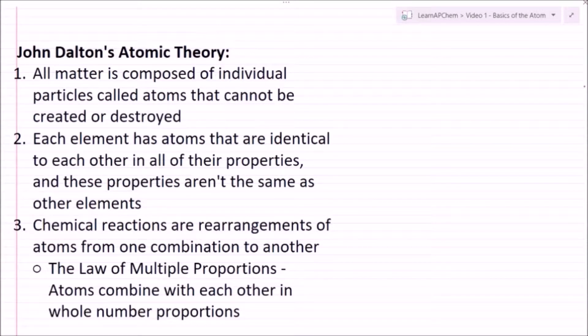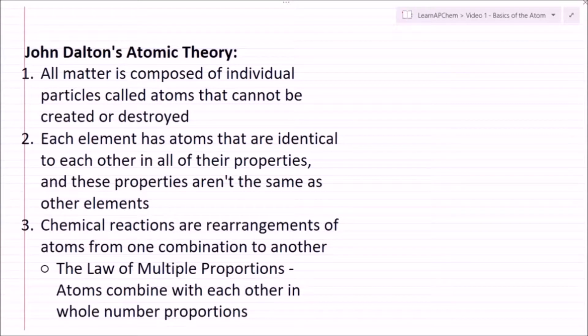So let's start by talking about John Dalton's atomic theory, which has three main postulates. The first is that all matter is composed of individual particles called atoms that cannot be created or destroyed, also known as the law of conservation of matter. The second rule is that each element has atoms that are identical to each other in all of their properties, and these properties aren't the same as other elements.